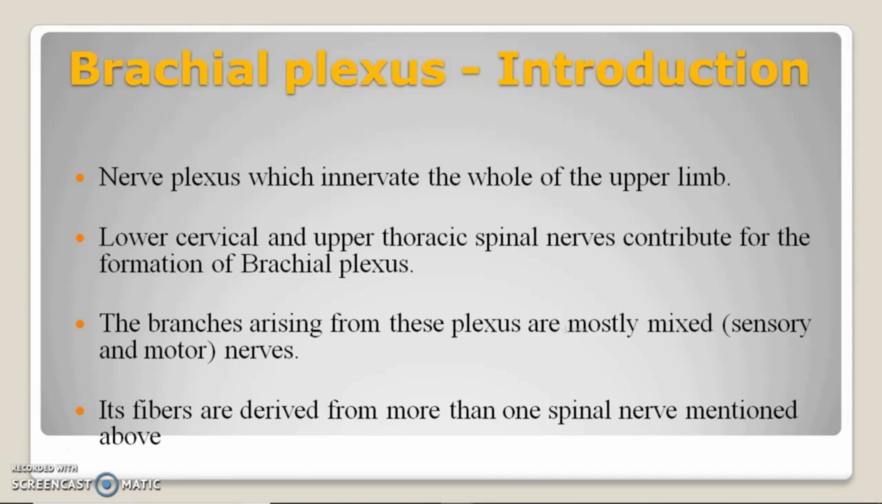So as I said before, we have 5 spinal nerves contributing to this brachial plexus. If you take one branch, that branch will be carrying 2 to 3 nerve fibers from the origin. So you can't name one branch with one nerve root. It will be carrying 2 nerve fibers along with it, so it will have a mixed nature. It will have both motor and sensory fibers present in its particular nerve.